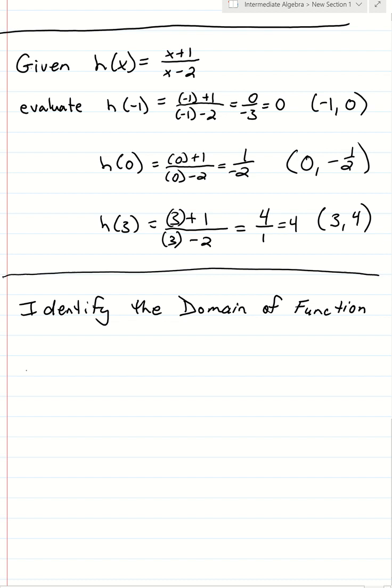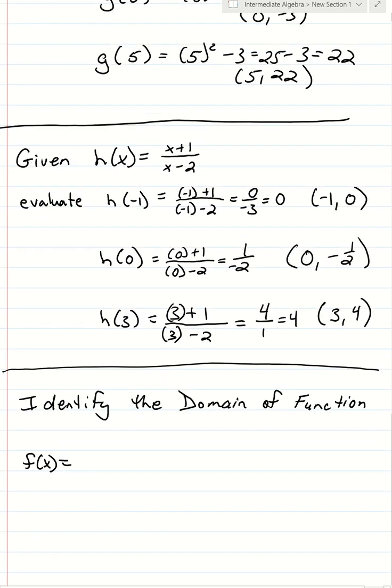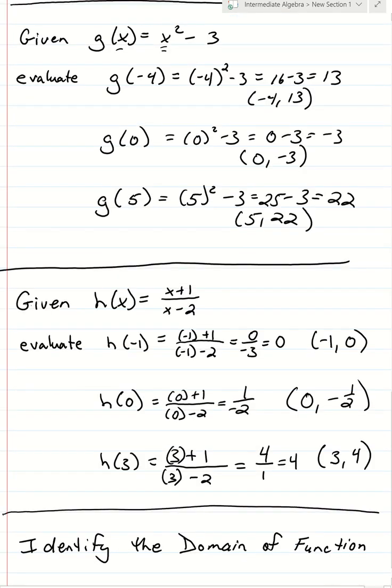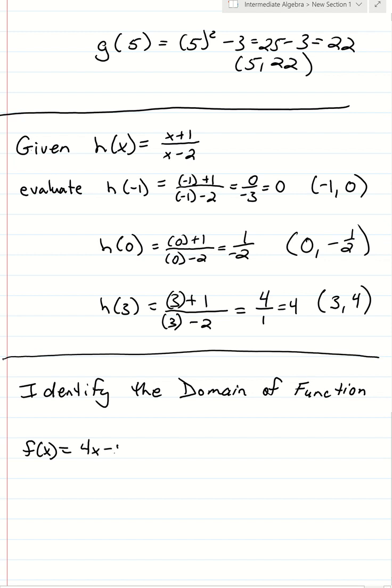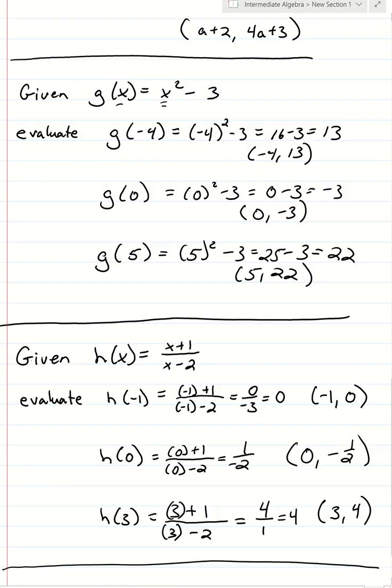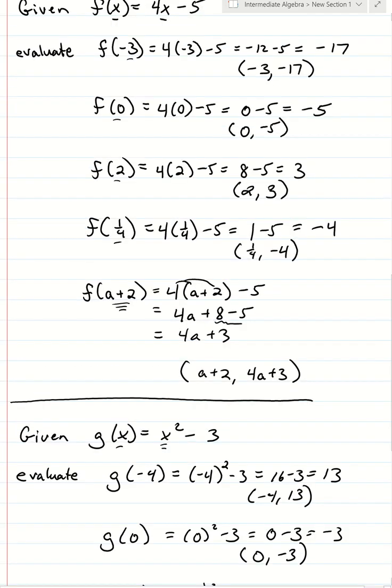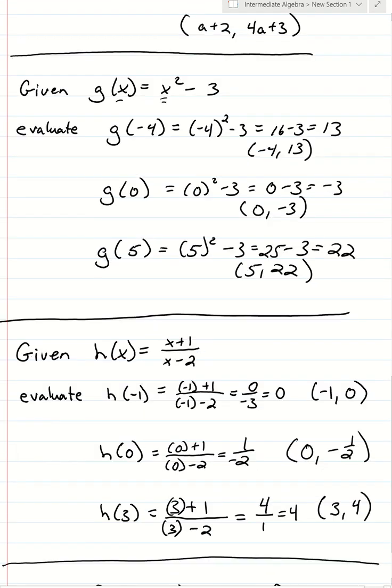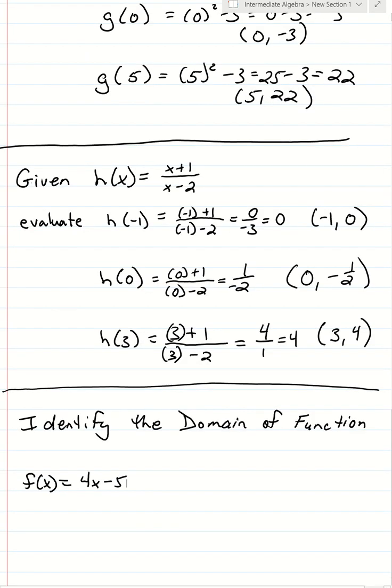Now, for example, we had the problem when we talked about f of x before. f of x was 4x minus 5. So let's take a look at that function once again. 4x minus 5. Okay, that's the one I gave you when I asked you to evaluate the function. And when we evaluated it, let's take a look at what kind of numbers we used. We evaluated it at -3. We evaluated at 0. We evaluated at 2. We were even able to evaluate it at 1/4.